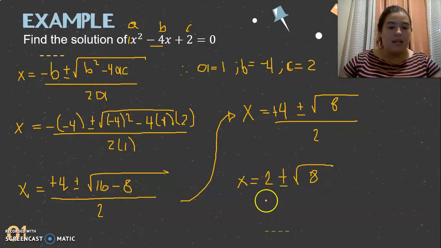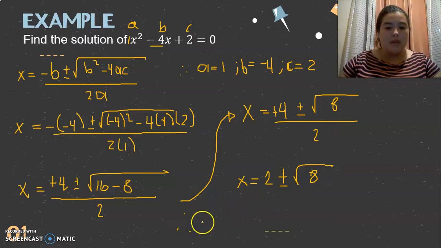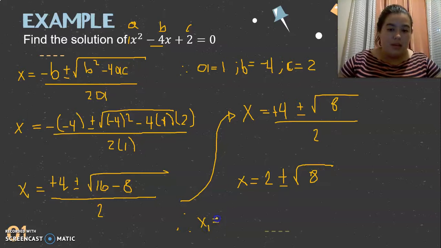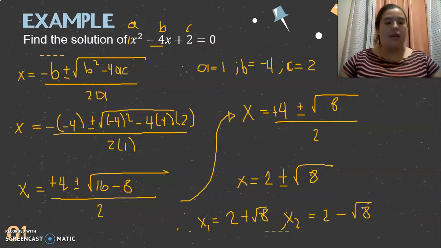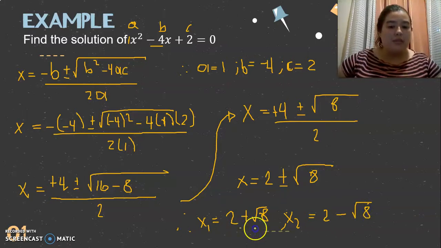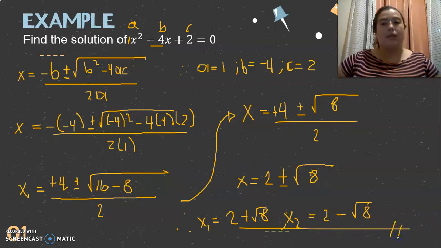And we have positive and negative, so that means we have to make x1 and x2. x1 will be 2 plus the square root of 8. And x2 equals 2, but we are going to use negative, okay? 2 minus the square root of 8. So this is how we can find the solution of a quadratic equation, substituting into the quadratic formula, okay?